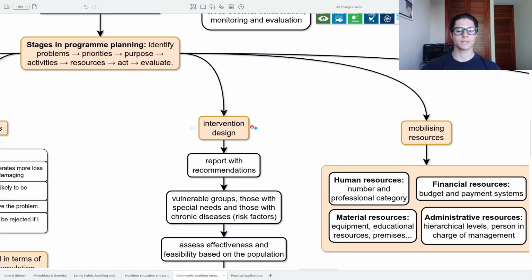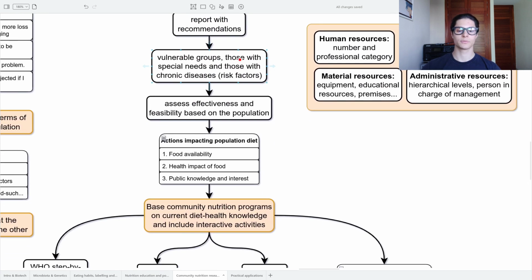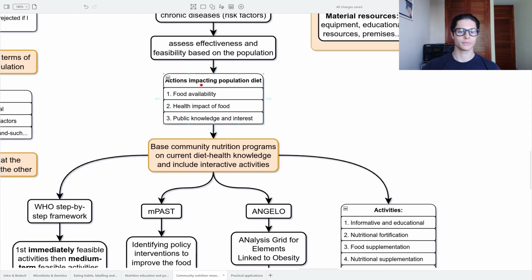And then we have intervention design. So this is a report with recommendations. Vulnerable groups, those with special needs, and those with chronic diseases, such as risk factors. Here we have to assess the effectiveness and feasibility based on the population we are trying to target. The actions impacting the population diet are the food availability mainly, then the health impact of the food, and the public knowledge and interest.